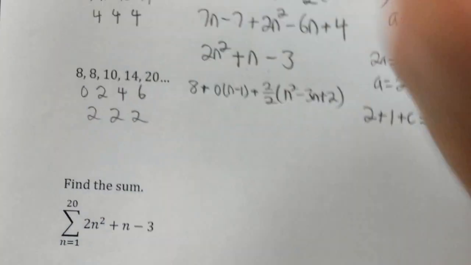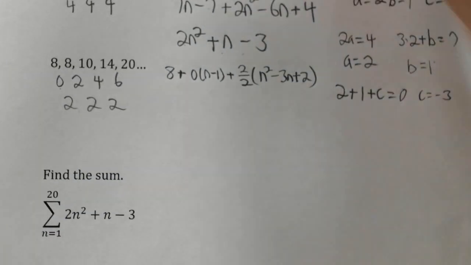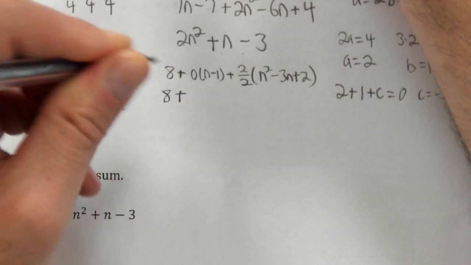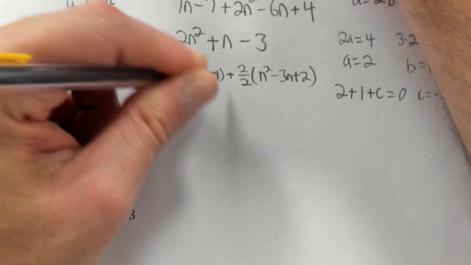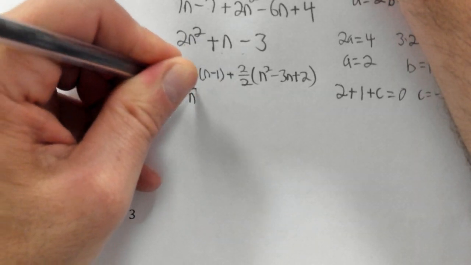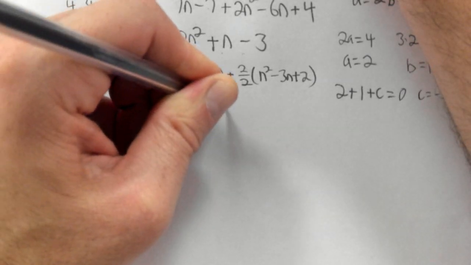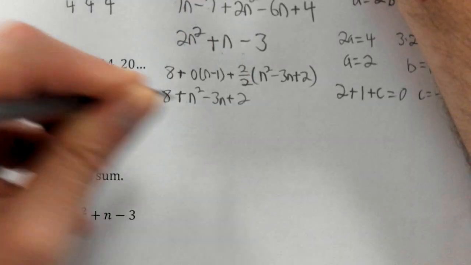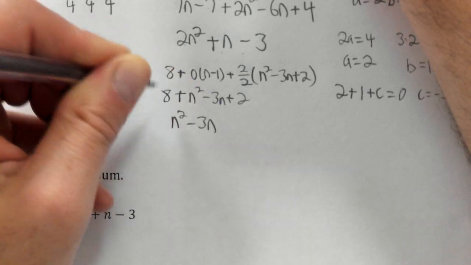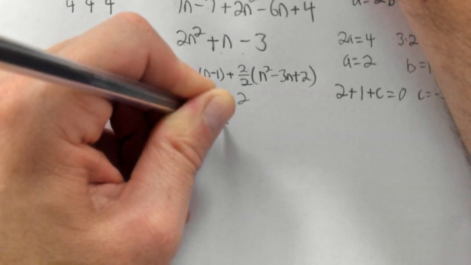All right, so there we go. Simplifying this now, I'm going to have 8 plus, that is going to disappear, and that's times 1, so that's just going to drop straight out of there. N squared minus 3n plus 2. So I'm going to end up having n squared minus 3n plus 10.